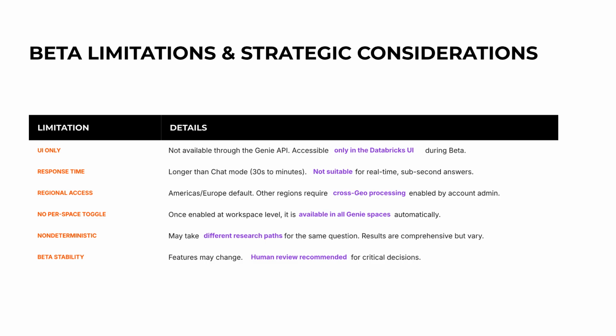Since Agent Mode is still in beta, let's be transparent about the current limitations. It's only available in the Databricks UI right now, no API access yet. Responses take longer, from 30 seconds up to a few minutes, so it's not for real-time dashboards. It's enabled at the workspace level and automatically appears in all Genie spaces. Also, because it's doing true research, results can be slightly non-deterministic. It might take different paths on the same question, but the final insights are usually even richer. Bottom line, it's powerful, but always apply human review for mission-critical decisions.